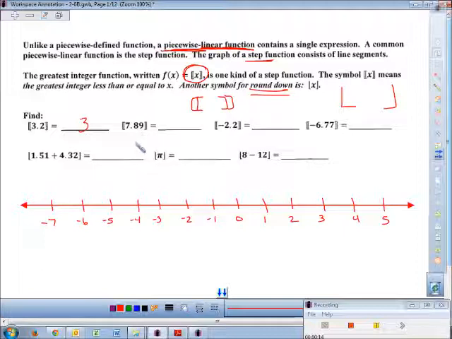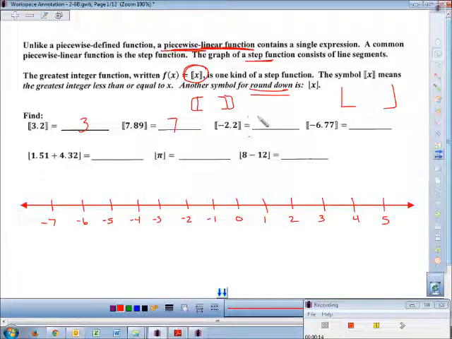7.89. Round it down to the nearest integer. What does it round down to? 7. We've got this bad habit that says, well, isn't that over like 0.5, so don't you round it up? Well, of course, if they were just rounding, but this says round it down, correct? So it doesn't matter what it is. You round it down to 7.